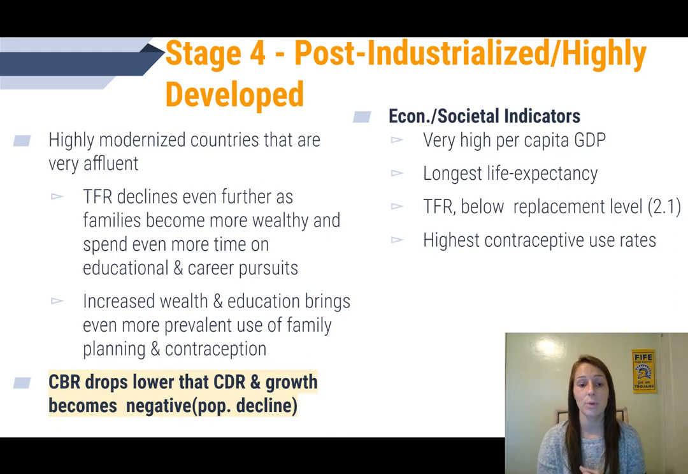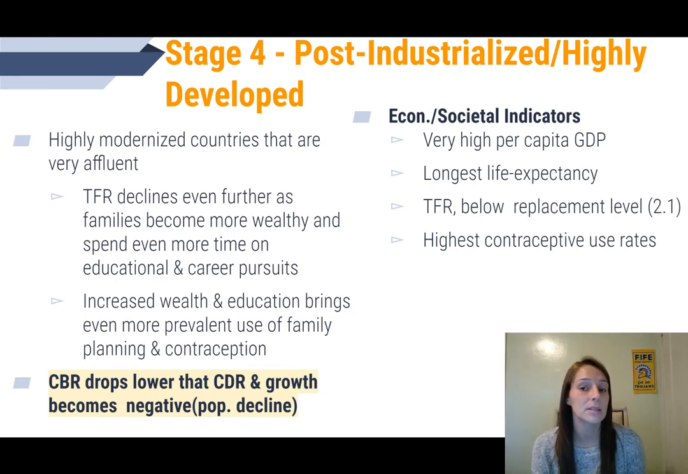We're going to have increased wealth and education, which is going to bring even more prevalent use of family planning and contraceptions. The crude birth rate is going to drop lower than the crude death rate, which means that the growth of the population is negative. So we're actually starting to see an overall population decline in countries that are in this post-industrialized stage.